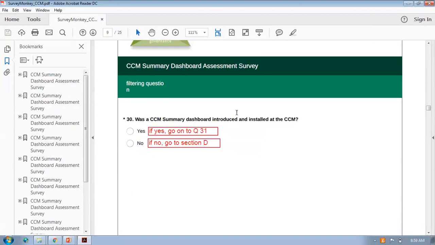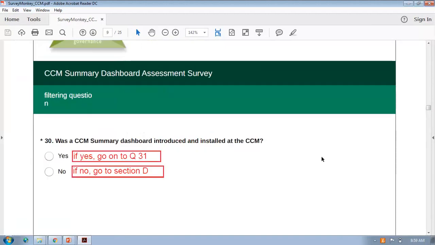And when you get to this question, this is the first filtering question. Was a CCM summary dashboard introduced and installed at the CCM? And if you tick yes, you would then go on to the next question, question 31. But if you tick no, you have to turn the pages and go to section D.